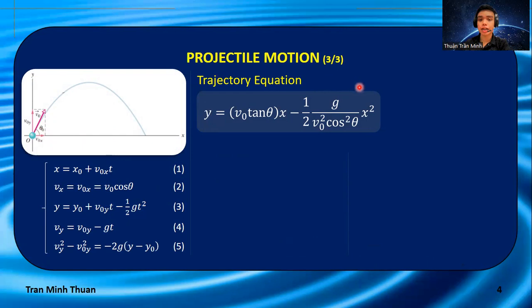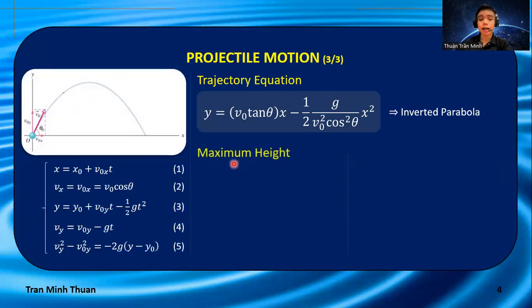So the trajectory equation of the object is y equals v naught tangent theta times x minus 1/2 g over v naught squared cosine theta squared times x squared. And this is an equation of an inverted parabola. Therefore, the trajectory of the projectile motion is an inverted parabola.